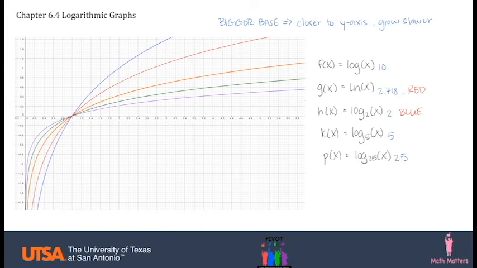Then we have orange, which is the next one. So 5 is the next biggest. So this one's going to be orange. And then we have green. And then the last one, the closest to the y-axis and also the slowest growing one out of all of these, is going to be log base 25, which is given to us in purple. And that's your answer.